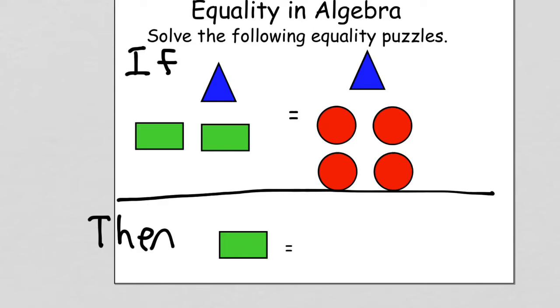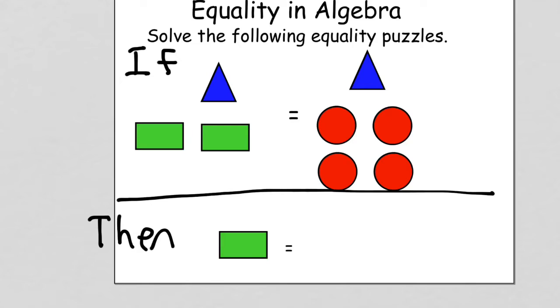So we're going to start a new unit today on solving equations in algebra. Specifically, we're going to look at the idea of equality in algebra today by looking at some picture puzzles. The idea of equality in algebra is that whatever you do to one side of an equal sign is fine, just as long as you do the same thing to the other side. So you can add things to one side of an equal sign, just as long as you add the same amount to the other side. Or you can subtract things from one side, just as long as you subtract the same amount from the other side.